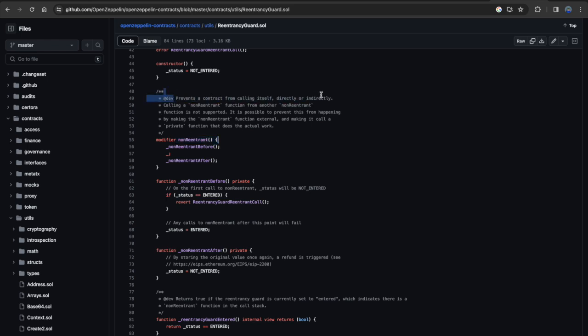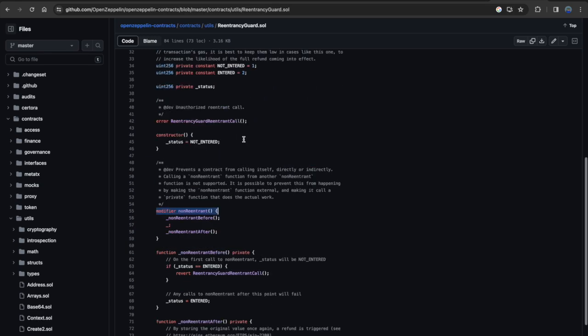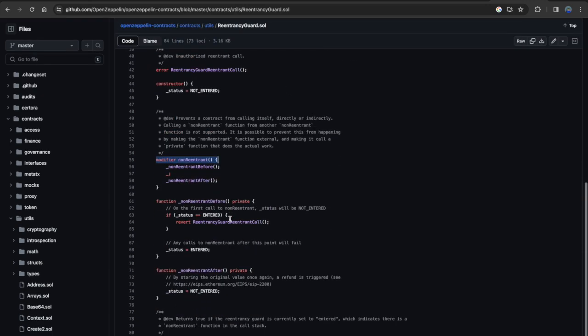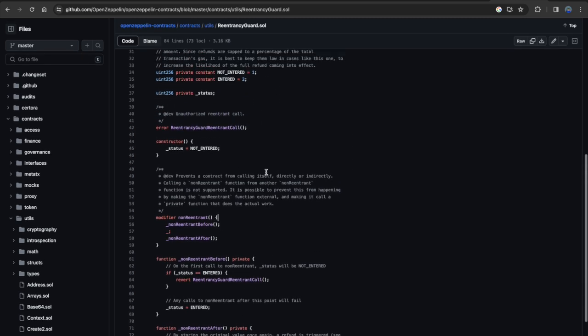Well, it says it right here: prevents a contract from calling itself directly or indirectly. So if you inherit this OpenZeppelin reentrancy guard contract, and then you place the non-reentrant modifier on your function call, then no one will be able to re-enter into that because of this modifier. So that's something you can also do.